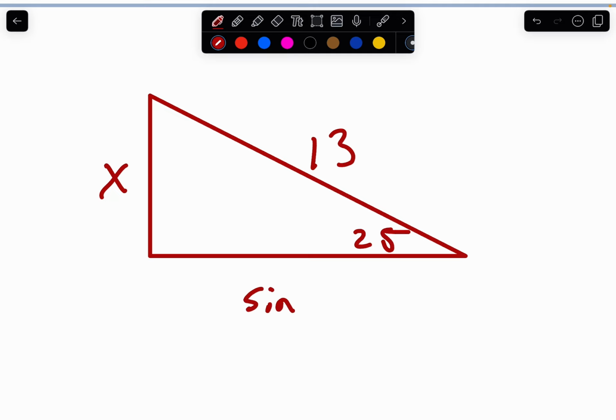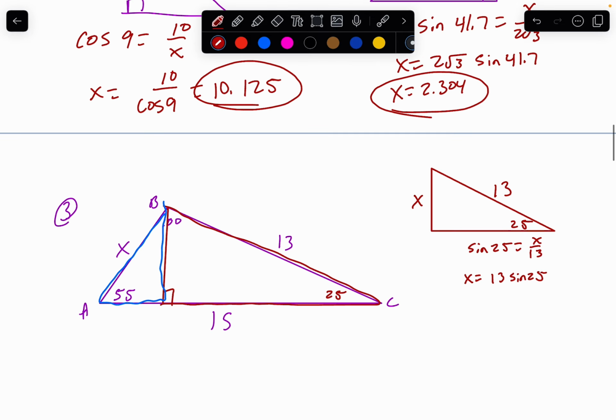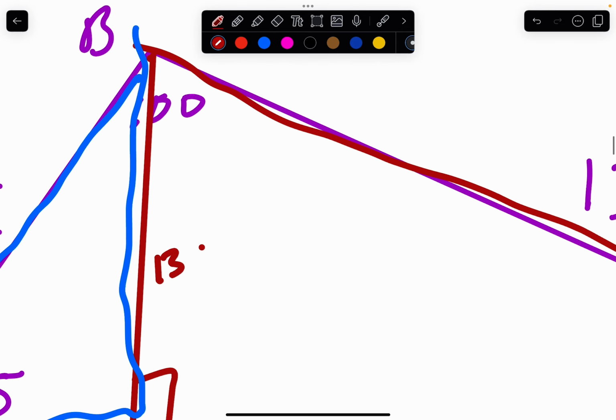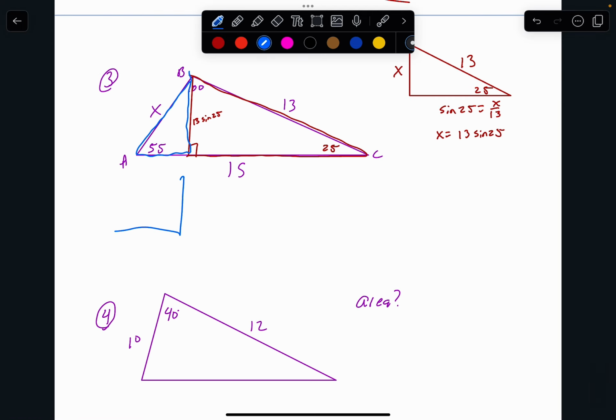That would be the sine of 25 equals x over 13. So if x is up high, all you got to do is multiply 13 sine 25. And so I know that this is 13 sine 25. Don't type that in. Don't round that. We're going to keep that the way it is. And we're going to work on this blue triangle now.